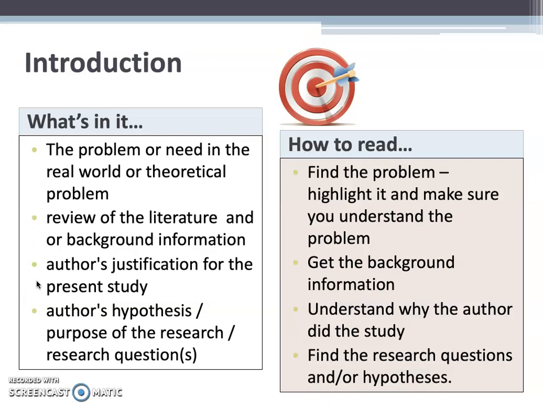And then next, the author will talk about why their research, the article that you're reading, is so important. The author will justify why this research is important and why it's necessary, usually by pointing out what's missing in other people's research. The author will say, and so our research is going to do this to solve the problem. So that would be the author's justification for the present study.